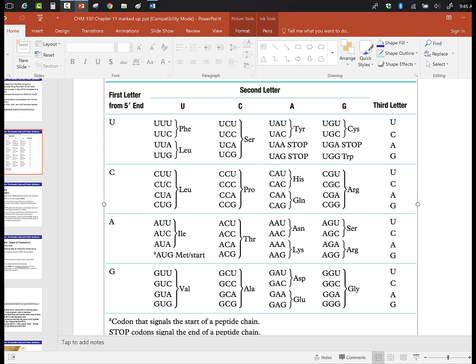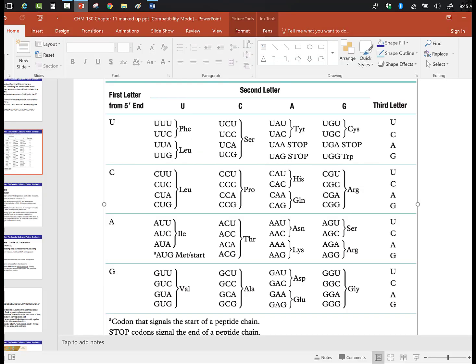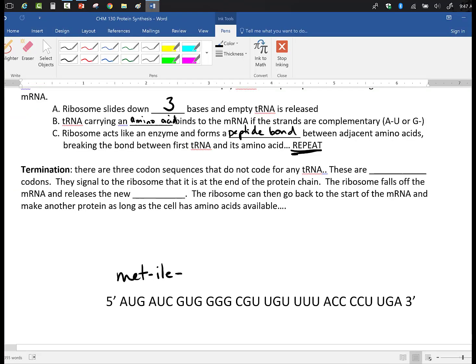So we did the first two. We said that this one is MET, and it's connected to ILE. Methionine connected to isoleucine. So now use that genetic code and determine what the others are. And there's the code. Got them? Okay, all right, so you tell me what's the next one?